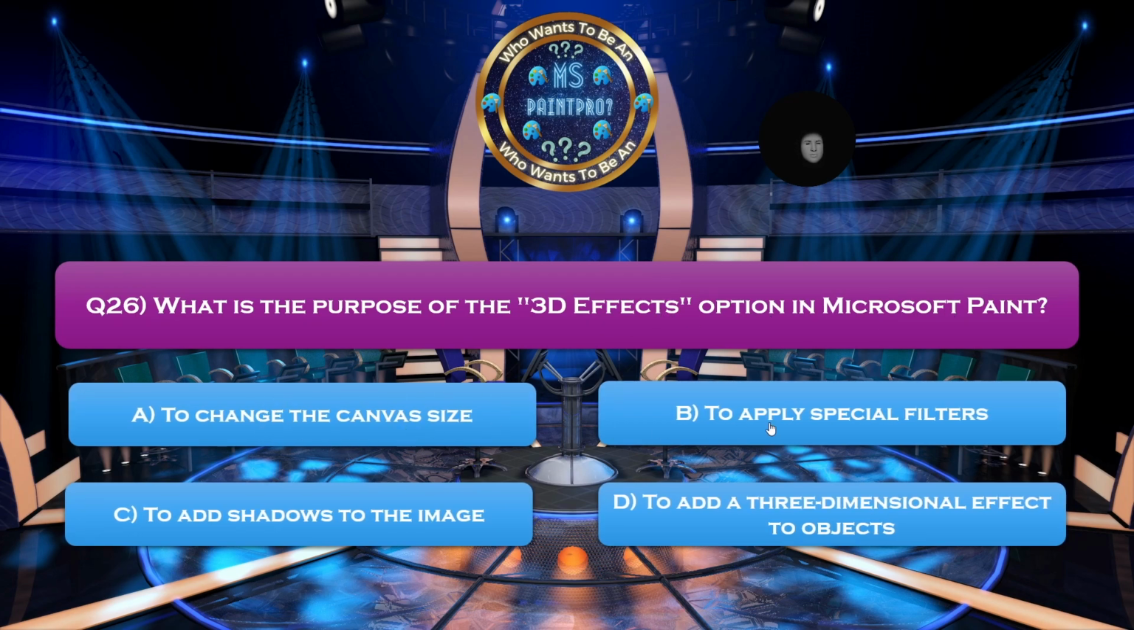Alright. Next. What is the purpose of the 3D effects option in Microsoft Paint? Change the canvas size, to apply special filters, to add shadows to the image, to add a 3-dimensional effect to objects. 100% D.